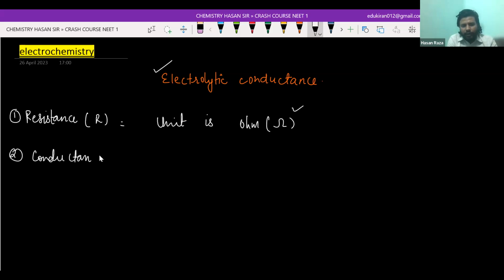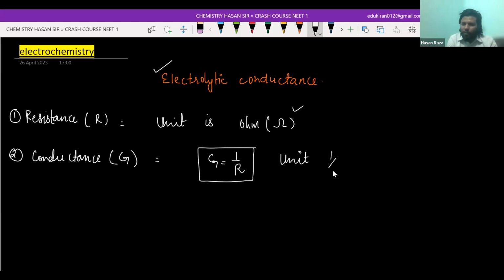After resistance, we have conductance. Conductance, we denote with G, and it is basically the reciprocal of resistance. So G will be equal to 1 by R, we can write. And hence the unit will be 1 upon ohm. That means you can write either per ohm, or you can write mho. This is your mho. It is just the opposite of ohm, and per ohm is also known as Siemens.